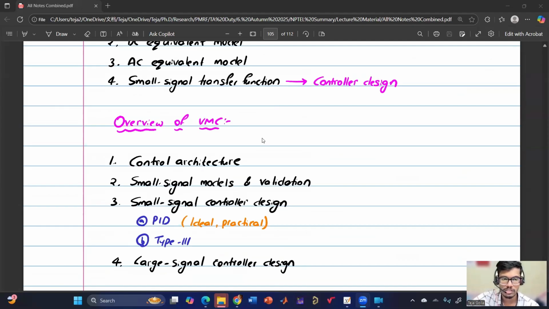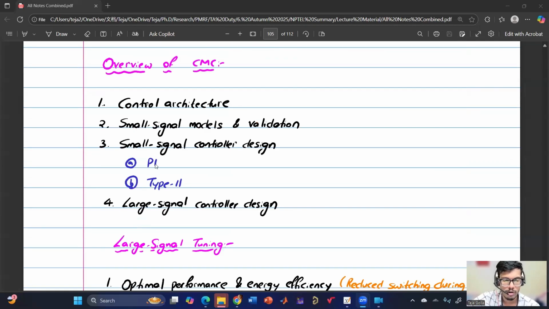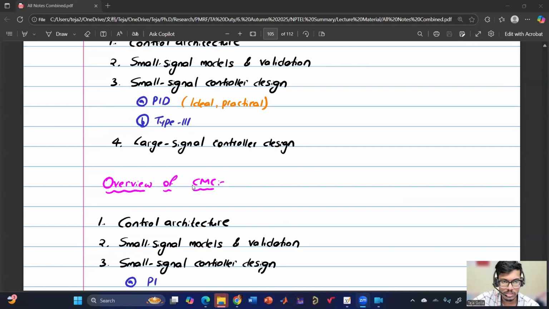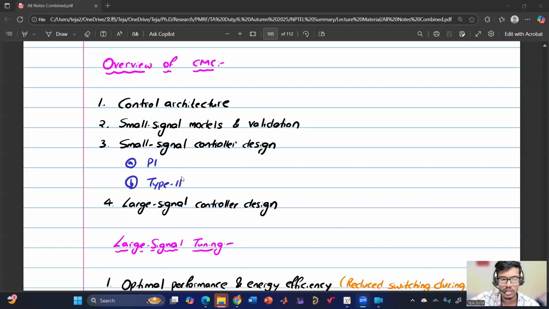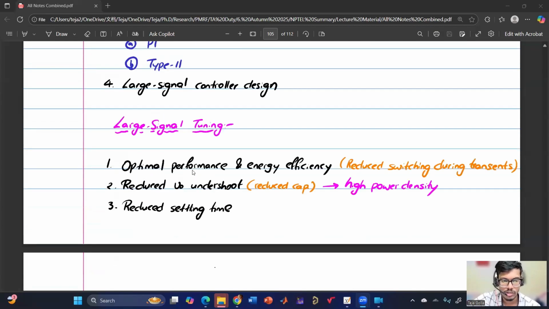And in either of the cases, we have learned small signal model and validation, small signal based controller design, as well as large signal based controller design. In the case of voltage mode control, you will need PID or type 3, whereas in the case of current mode control, PI or type 2 is sufficient, because here the model is second order, here the model is first order. And also in large signal tuning, we have seen the trade-offs between the reference as well as load transient in terms of choosing capacitance and inductance.